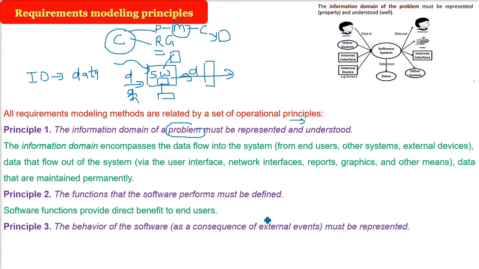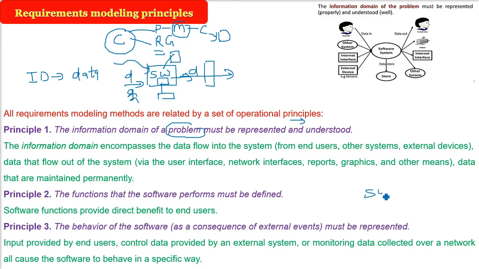The next one, which is principle number 3, is the behavior of the software as a consequence of external events must be represented. Software you have made, but there are so many events and triggers. That is when the user will provide input, how the control data will be provided by any external system, if the network is there, how you monitor the data coming inside, going outside, how the software is going to behave or act in a certain way if certain activities are done. So the behavior of the software has to be put in the requirements modeling.